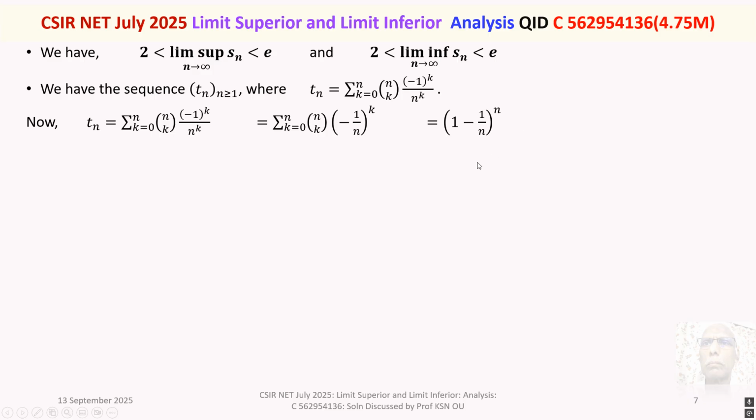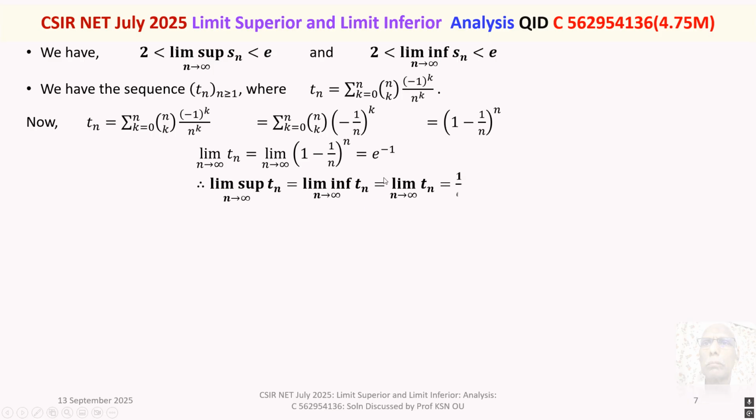Right. Now limit n tends to infinity of Tn will be limit n tends to infinity of (1 minus 1 by n) to the power of n. Because of this minus, it is e power minus 1, that is 1 by e. Thus, the limit exists. Therefore, limit superior is equal to limit inferior is equal to limit of Tn is 1 by e. So, limit superior of Tn is equal to limit inferior of Tn is equal to limit of Tn is 1 by e. Now, we call on option 1.